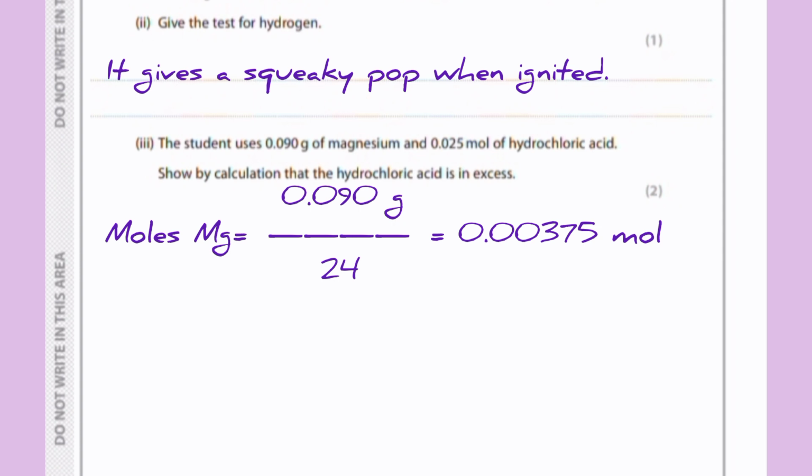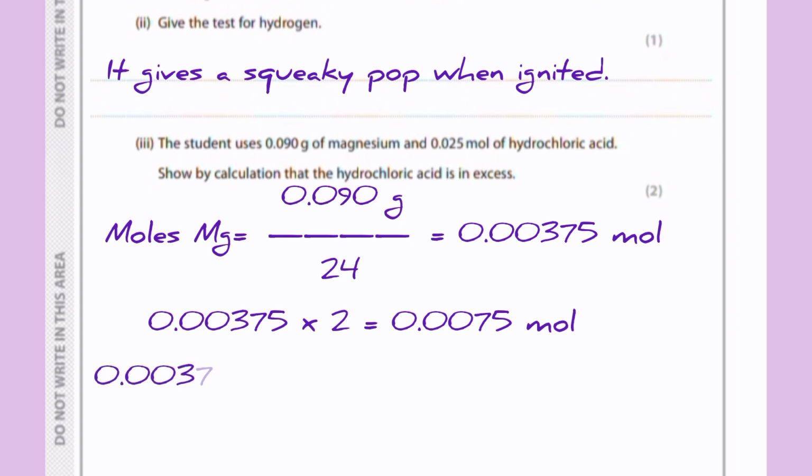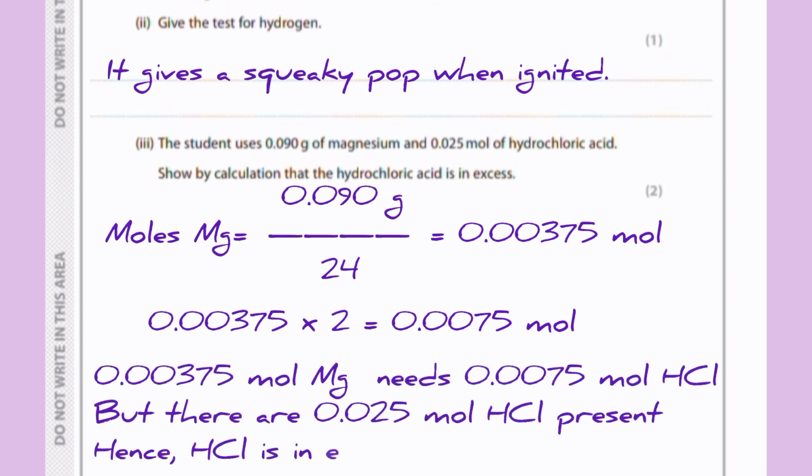If we look at the equation, we can see that 1 mole of magnesium reacts with 2 moles of hydrochloric acid. Therefore, we need to multiply 0.00375 moles of magnesium by 2 to know how many moles of hydrochloric acid are needed. This shows us that 0.0075 moles of hydrochloric acid should react, but since the hydrochloric acid is present in 0.025 moles, it is in excess.